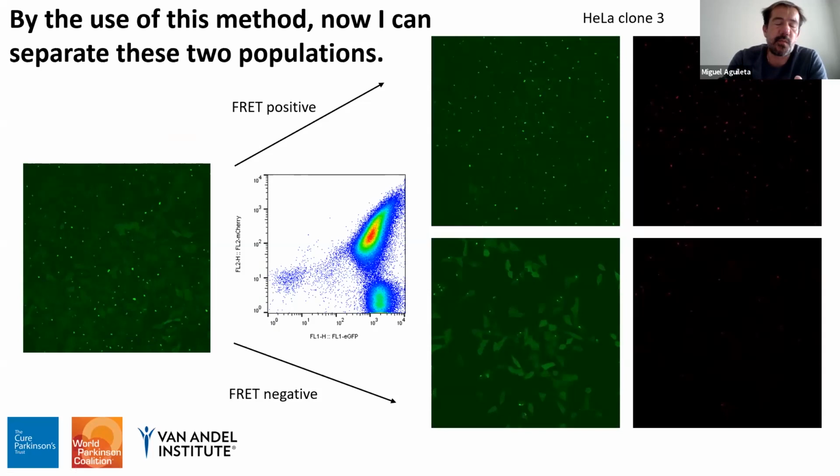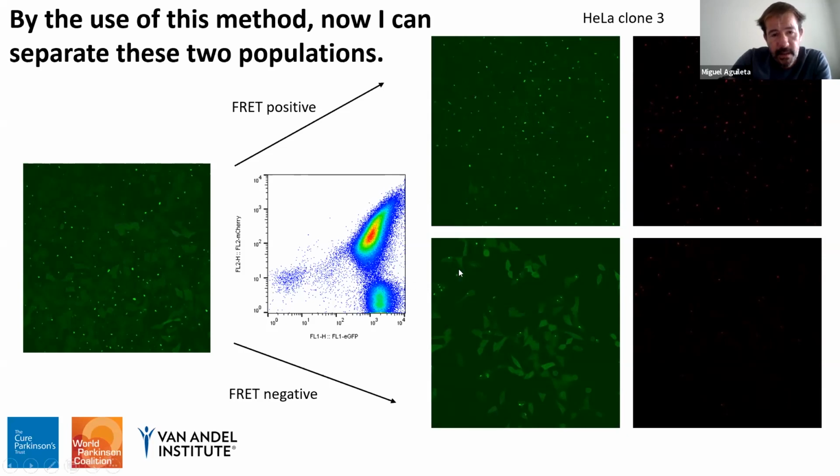So the system was working perfectly and I was ready to do my screen, but I was still quite baffled about how come some of the cells do not present with aggregates, although it's a clone. So I thought maybe I can separate these two populations, right? So I thought, well, let's throw it into FACS and see how it looks. And this is how it looks.